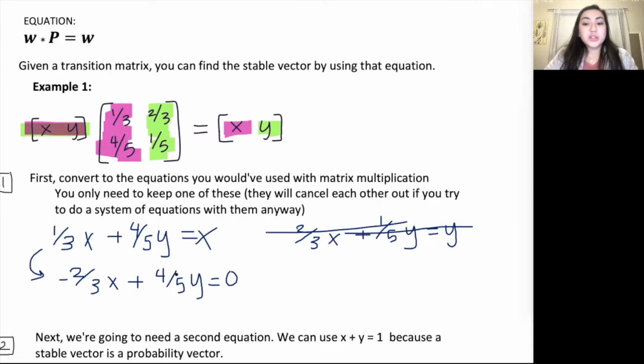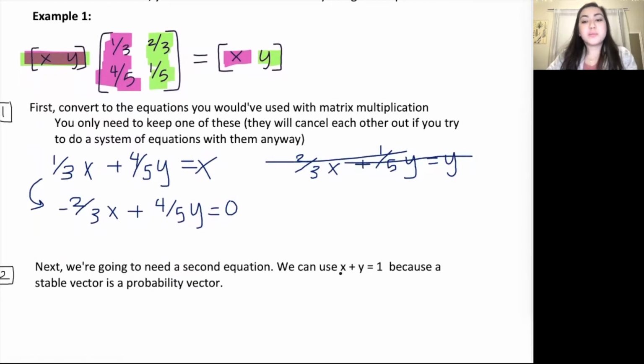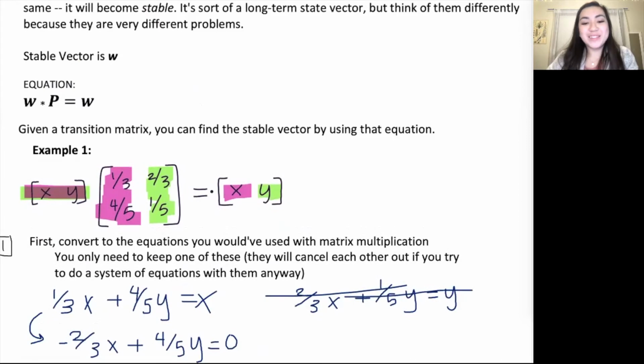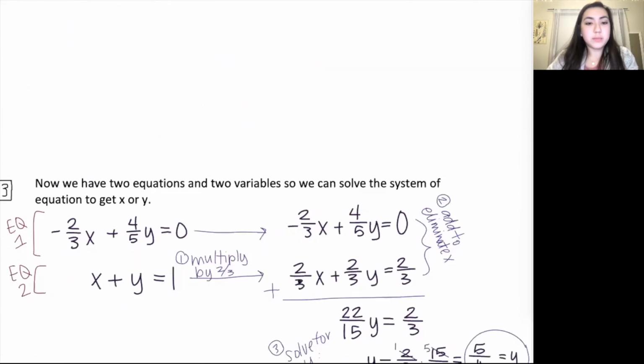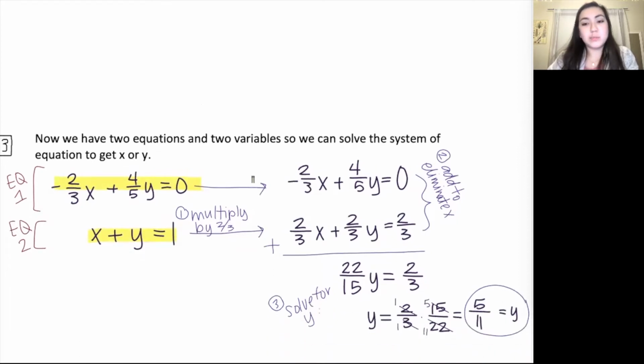We do need a second equation though, and we can use x plus y equals 1 because a stable vector is a probability vector. So when you add these two values together, they're going to equal 1, just like a state vector. So this is our second equation for our system of equations, which I then wrote down here. Here are our two equations. And then I did a system of equations to solve for y. And if you need help with that, those are in previous sections of finite.